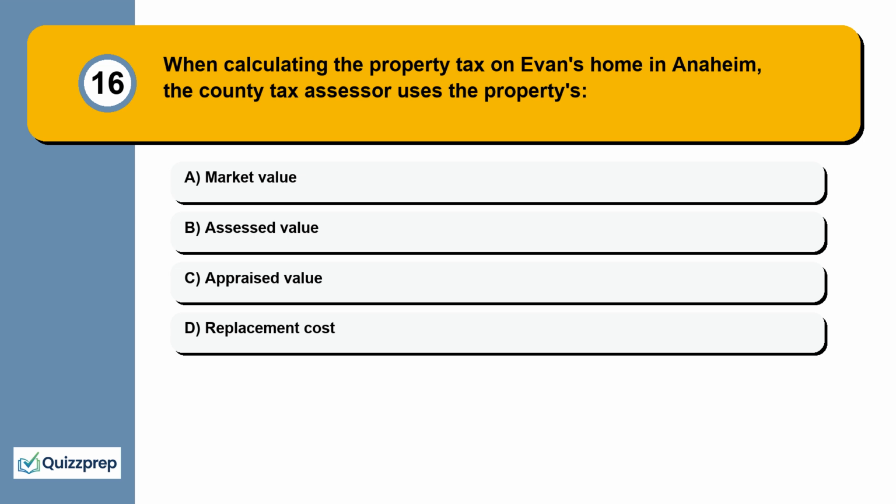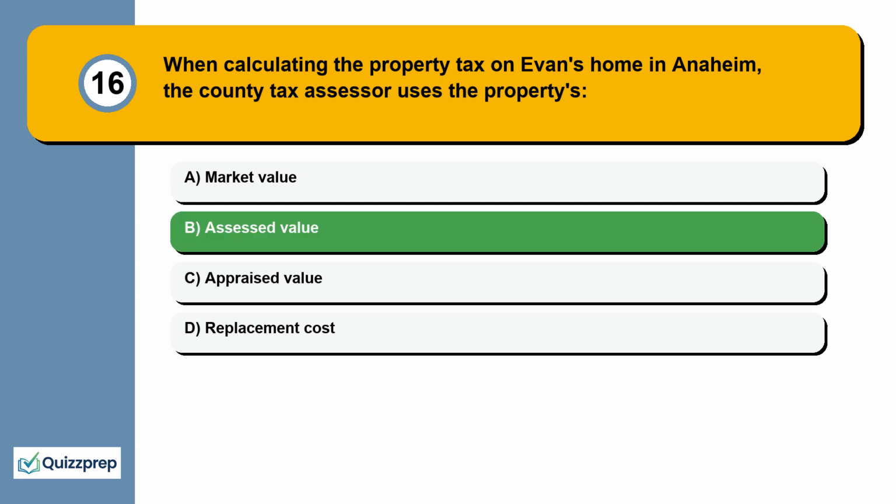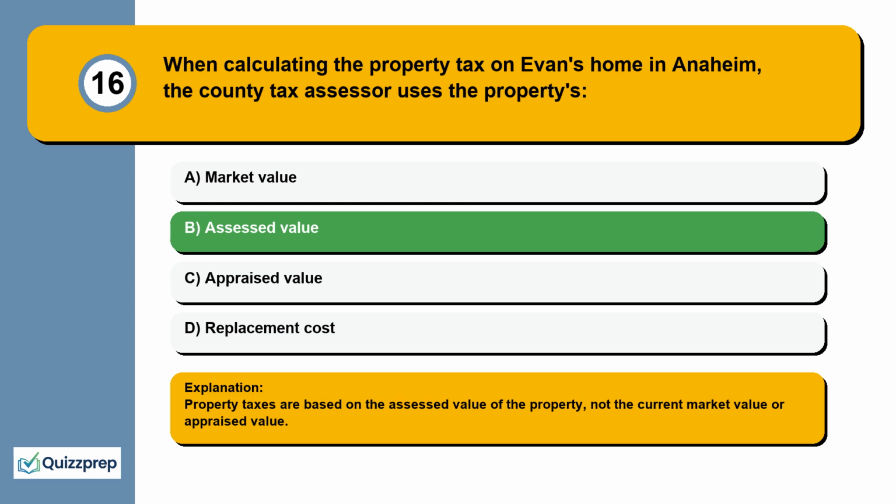Question 16. When calculating the property tax on Evan's home in Anaheim, the county tax assessor uses the property's market value, assessed value, appraised value, replacement cost. Property taxes are based on the assessed value of the property, not the current market value or appraised value.